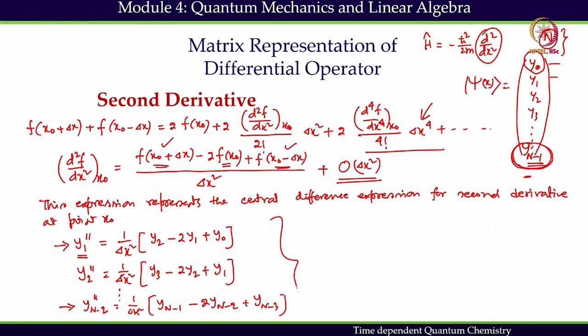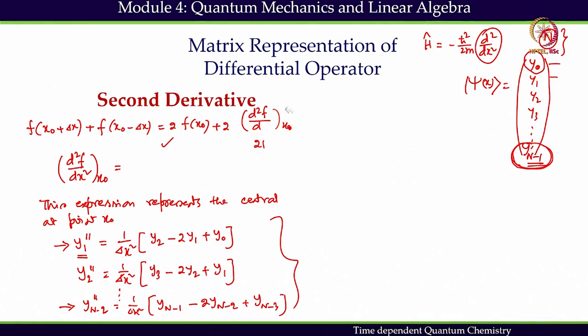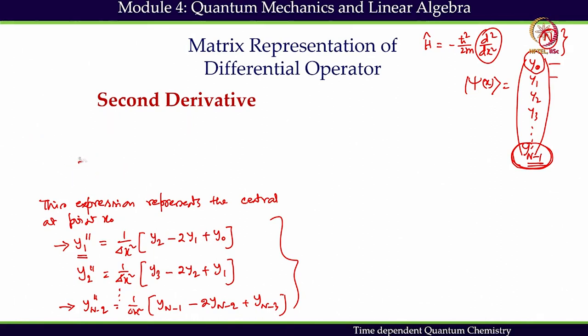Now this set of equations can be very easily represented with the help of matrix representation. And how? We know matrix multiplication very nicely, and we will use that matrix multiplication method to represent this set of equations. So we have this f, the wave function, which is represented on the x grid already, and we have this x grid representation. So I will write down the x grid representation like this.